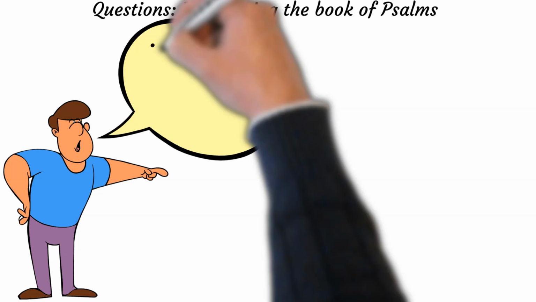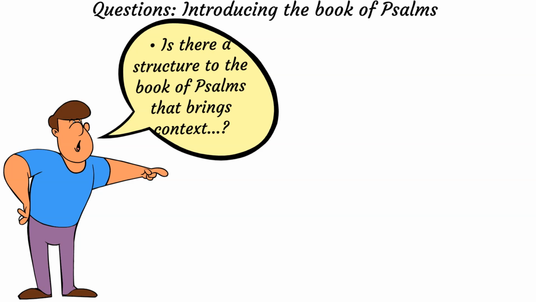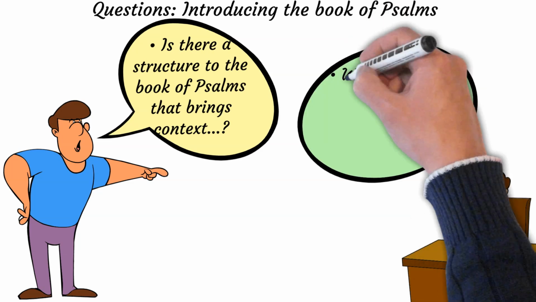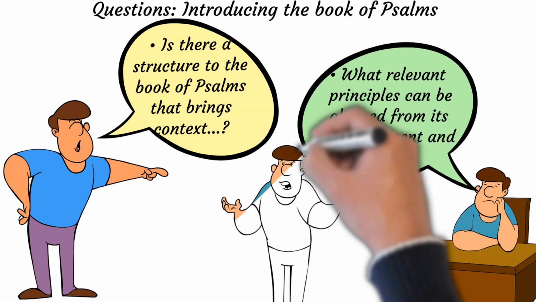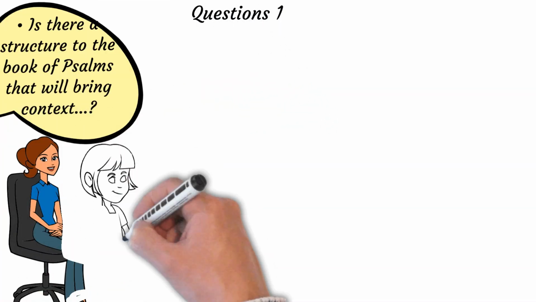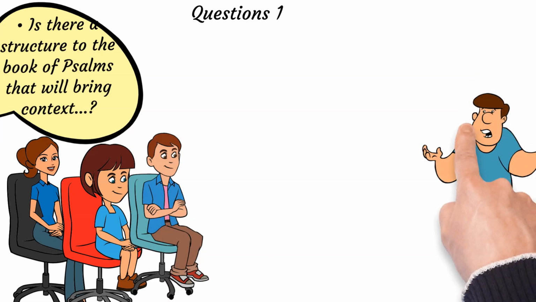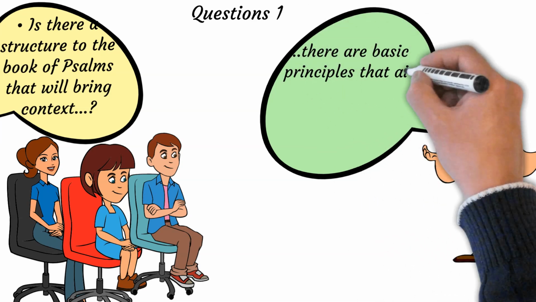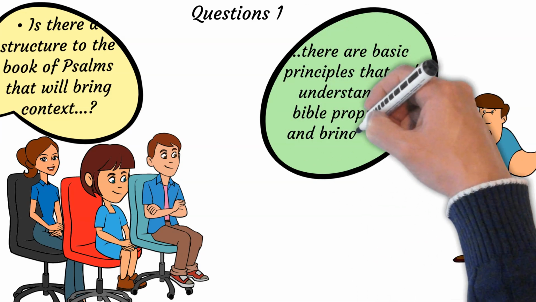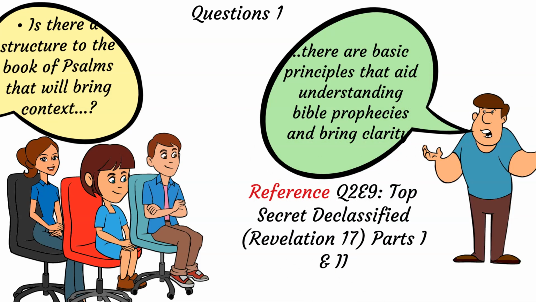1. Is there a structure to it that will bring context for better understanding and application? 2. What relevant principles can we glean from its arrangement and content? For question 1, just as we observed in Q2 episode 9, while exploring the book of Daniel and Revelation 17, there are fundamental principles that aid in understanding Bible prophecies and bring clarity to the messages in these books.